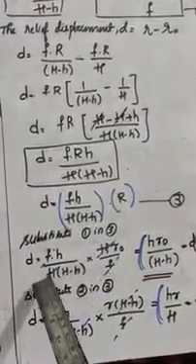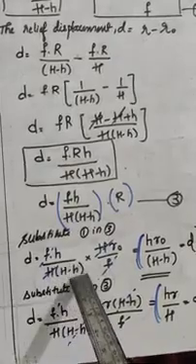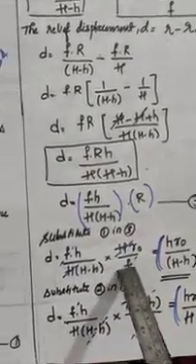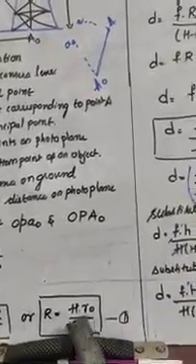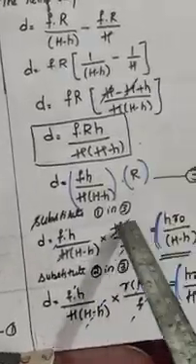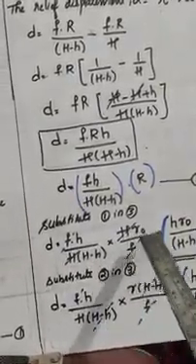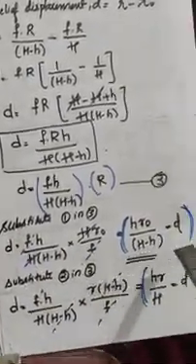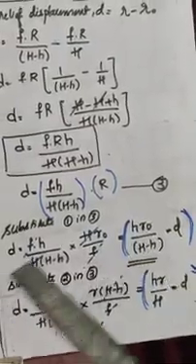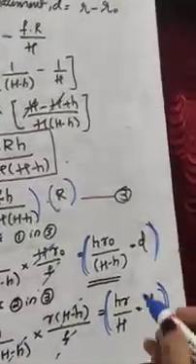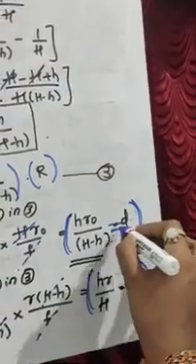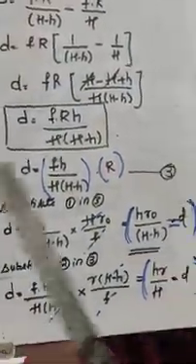That is this equation itself: f h by capital H in bracket H minus h. Here, first we are substituting equation 1, that is H R naught by f. Here H and H will be cancelled, f and f will be cancelled. Remaining will be h R naught divided by H minus h. This is not minus, this is equal to. Okay, this is the final equation.